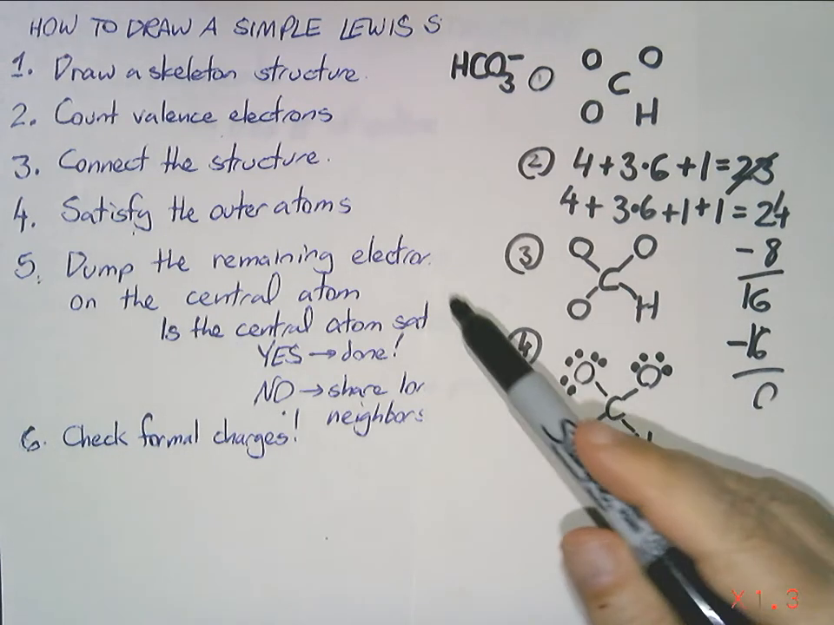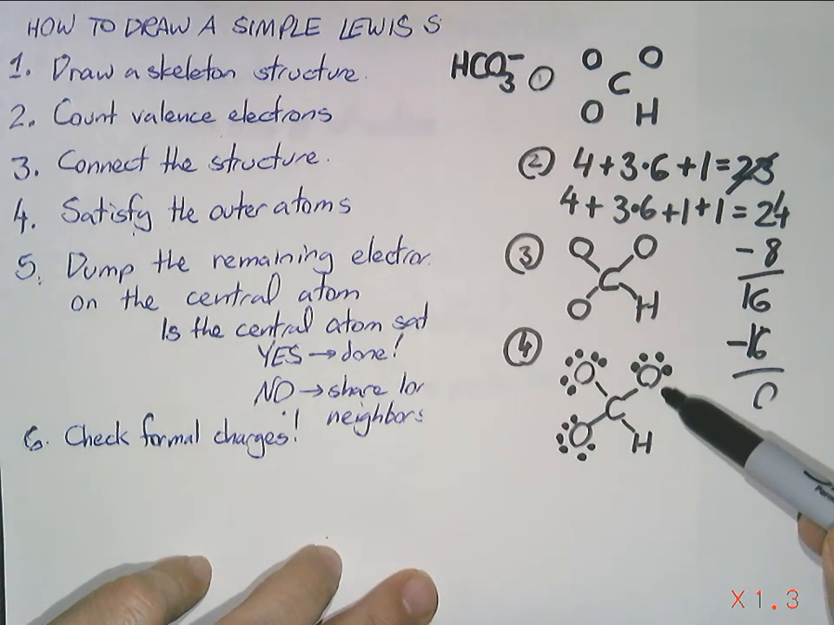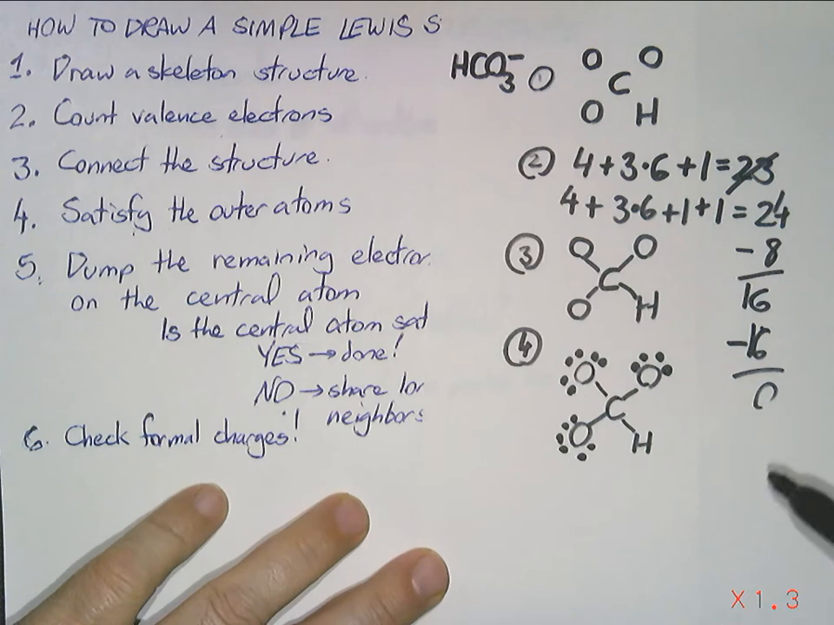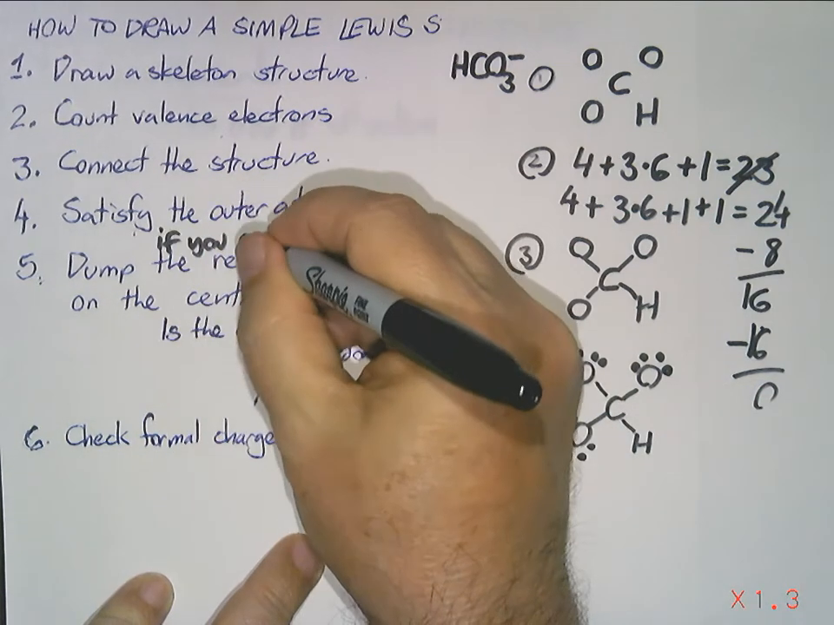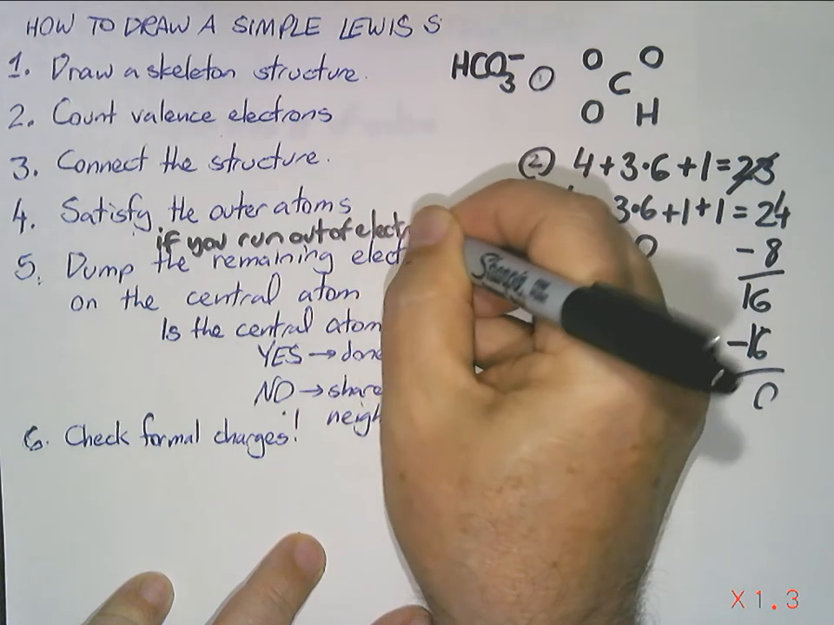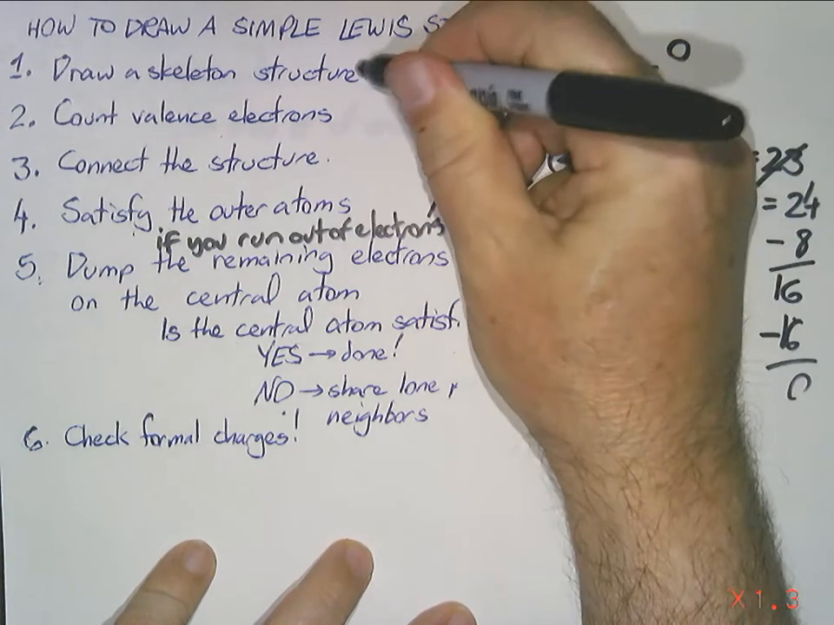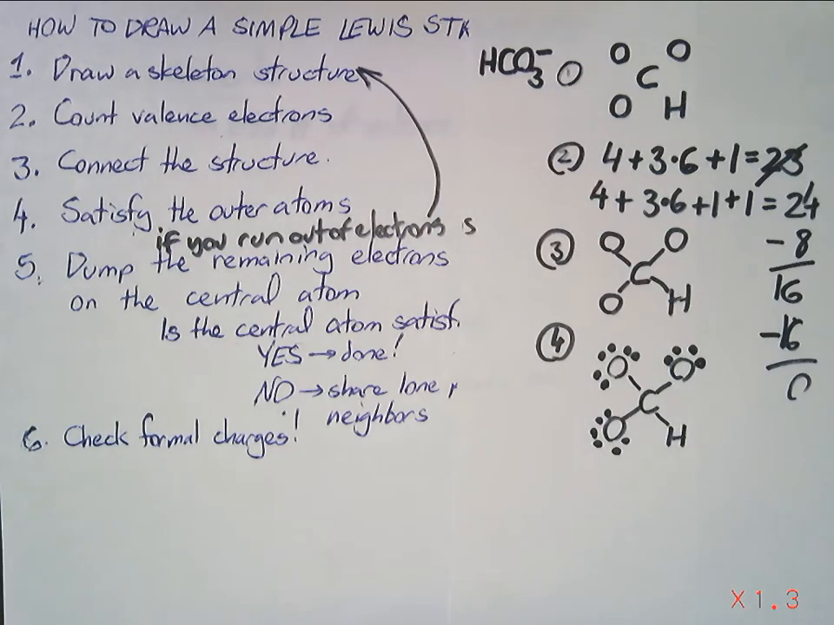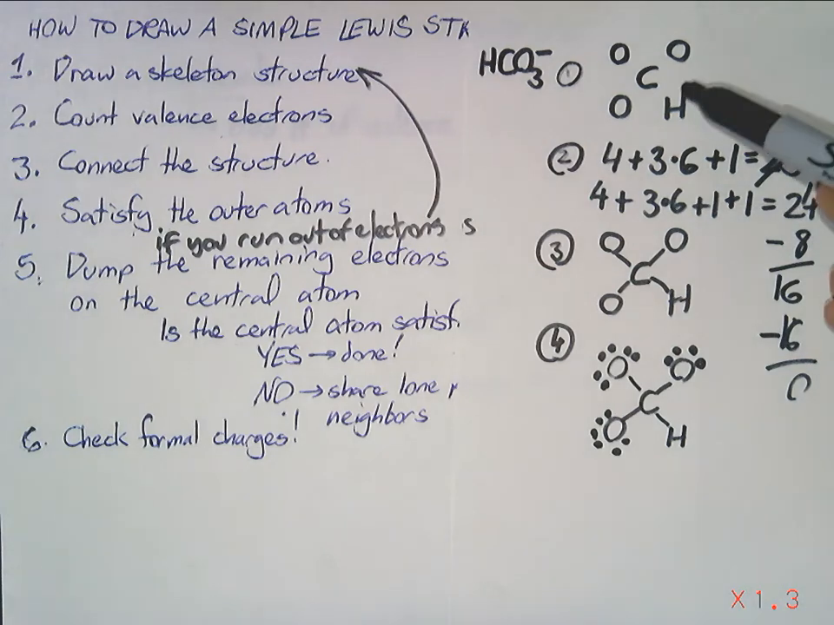Now, if you fail on step 4, like we just did, we failed because we didn't have enough electrons to satisfy the outer atoms. If you run out of electrons at step 4, you better go and try a different skeleton structure and start again. So running out of electrons when we're trying to satisfy the outer atoms tells us we've got a bad skeleton structure. So there's something wrong with this skeleton structure.